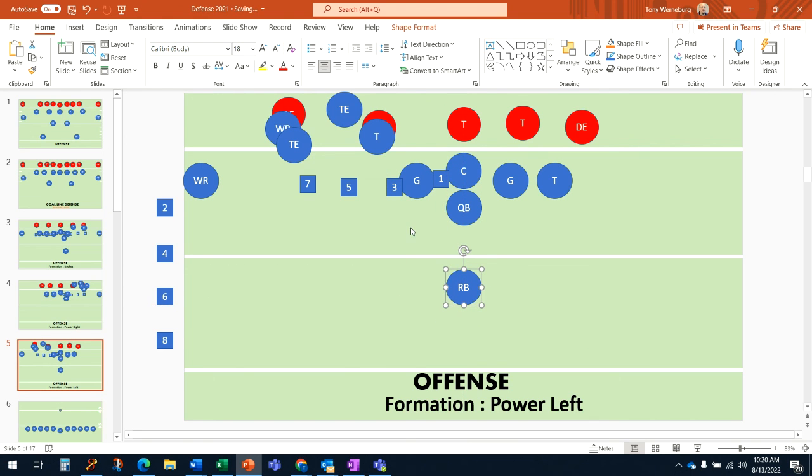Okay. That's our gap assignments. That's our holes. That's our play calls for power left and power right.